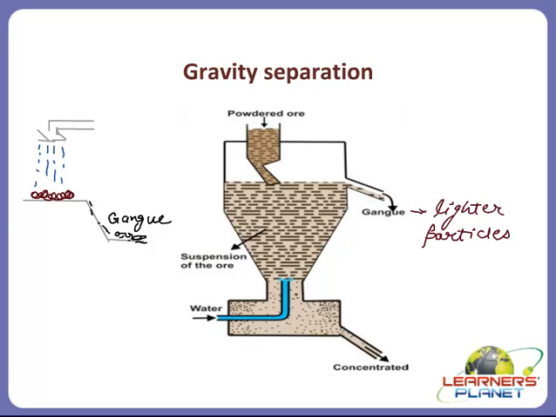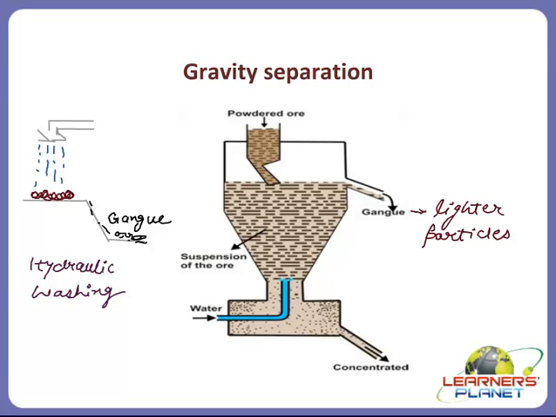And what will be settled here? It would be your ore or the metal. So this is also called hydraulic washing. This is also based on the differences in the specific gravities. I hope you understood this process. You can just imagine there is a lighter particle and a heavier particle. The heavier one settles down, whereas the lighter one flows away.